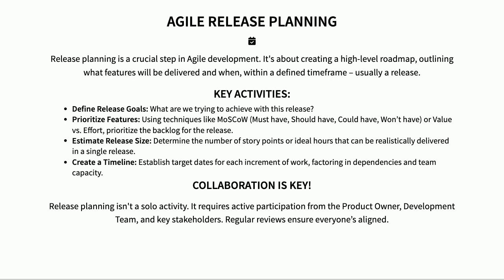Then we prioritize the backlog using methods like MoSCoW, ensuring we're focusing on the most valuable items. We also need to estimate how much work can realistically fit into one release, and then build a timeline with target dates for each stage. Most importantly, it's not just the Scrum Master's job. Collaboration between the product owner, development team, and stakeholders is vital throughout this process.